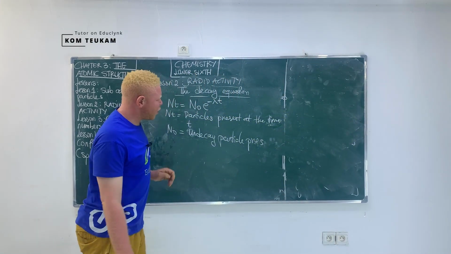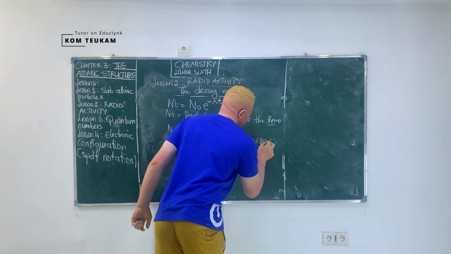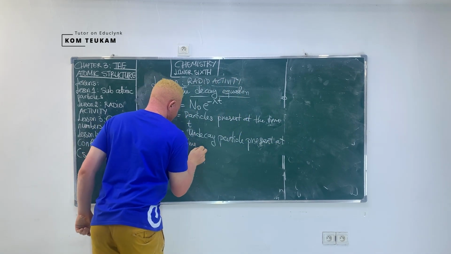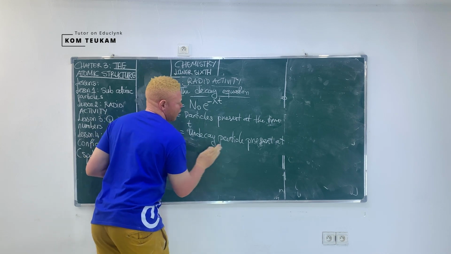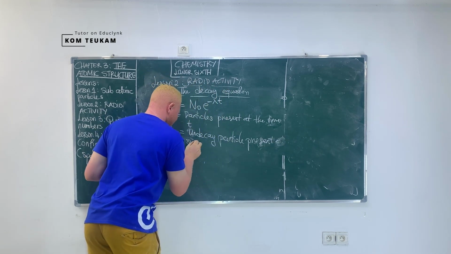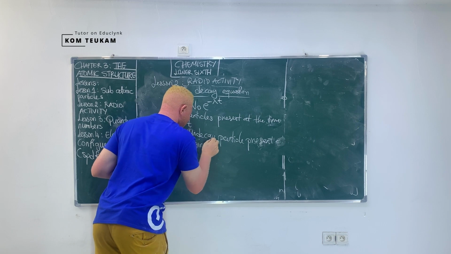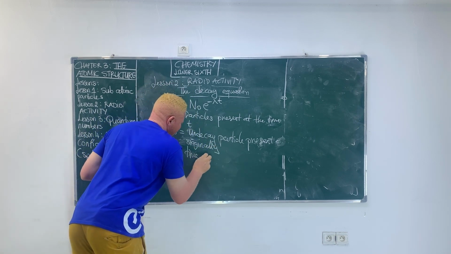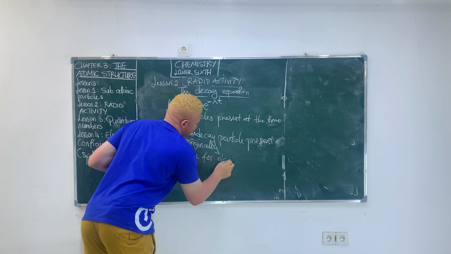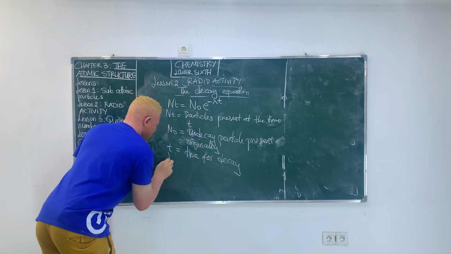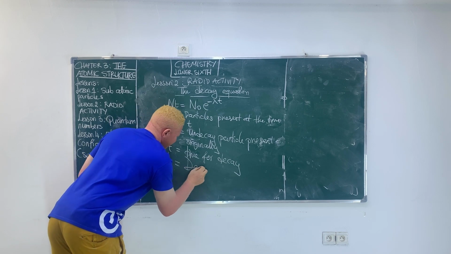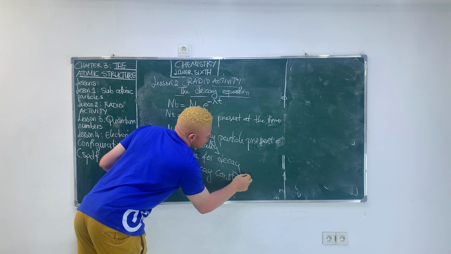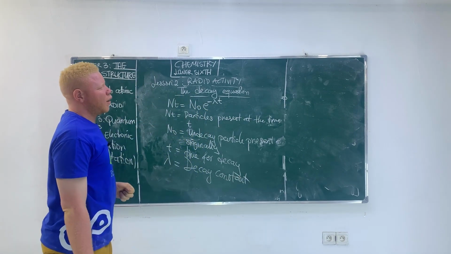N_t is the undecayed particle present at time t. N_0 is the original number. t is the time for decay. Lambda is the decay constant.